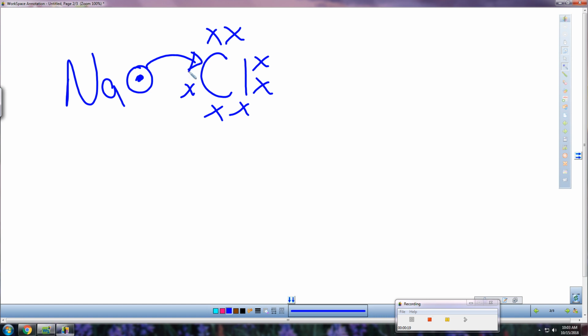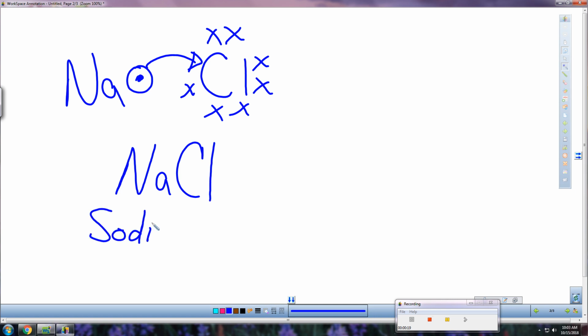So we have sodium giving up its 1 electron to chlorine so that they can each reach there. If I were to write the chemical formula for this, it's simply NaCl to represent that sodium and chlorine have bonded together. And in fact, that actual name is sodium chloride.